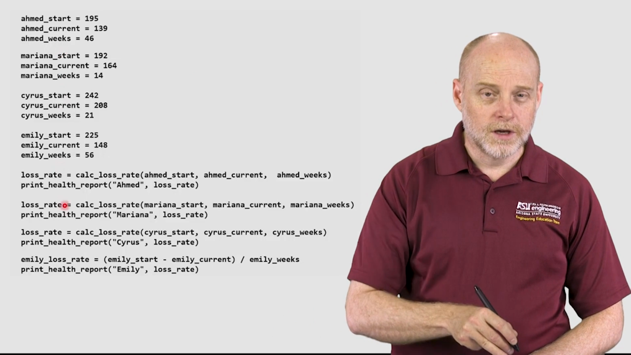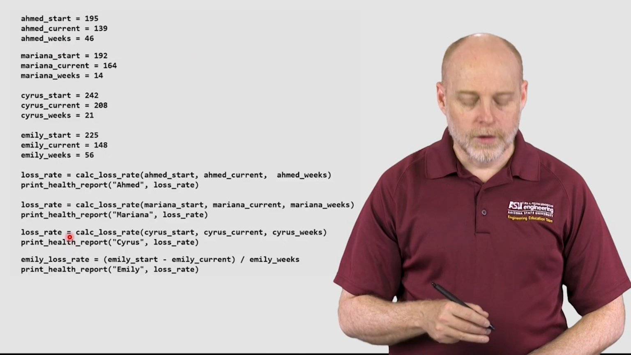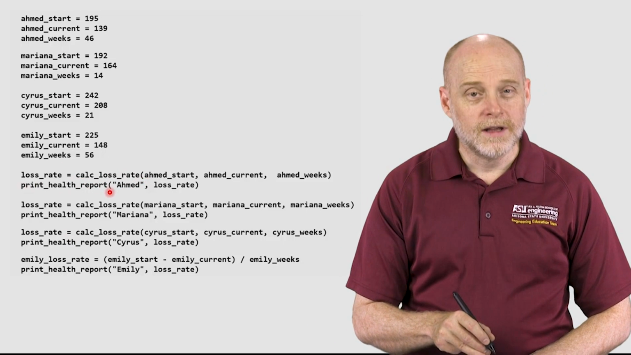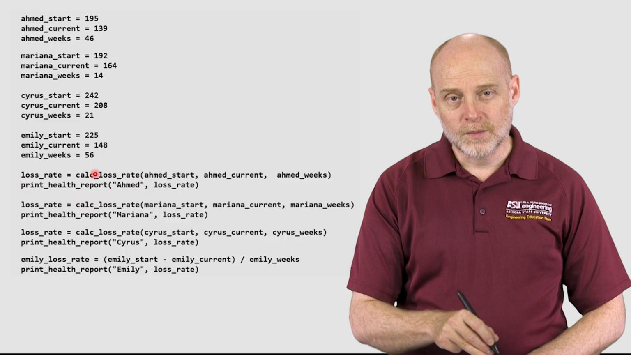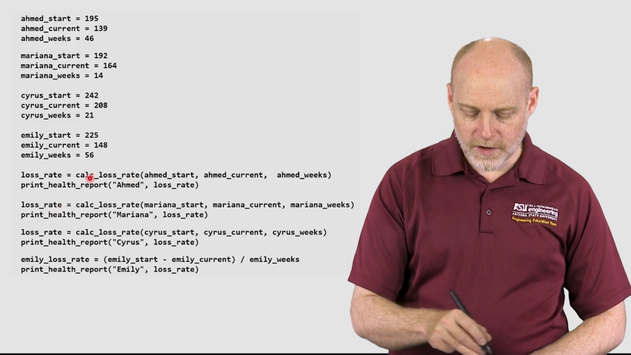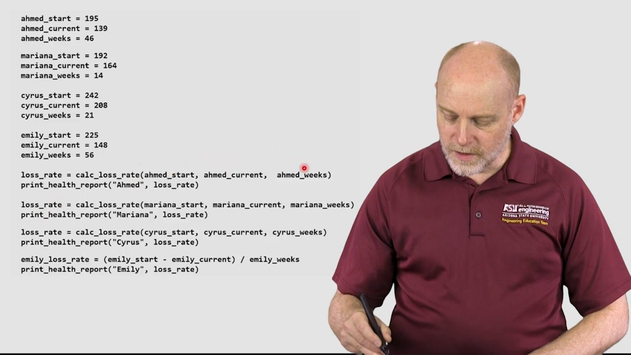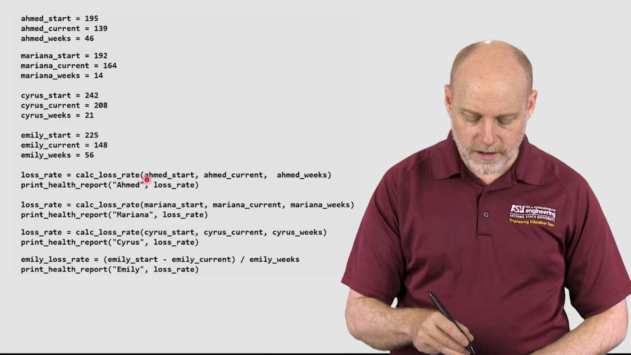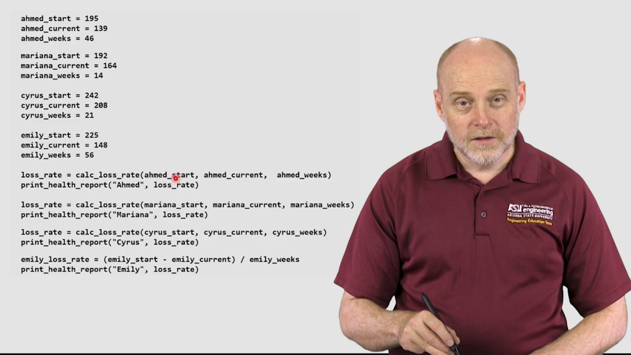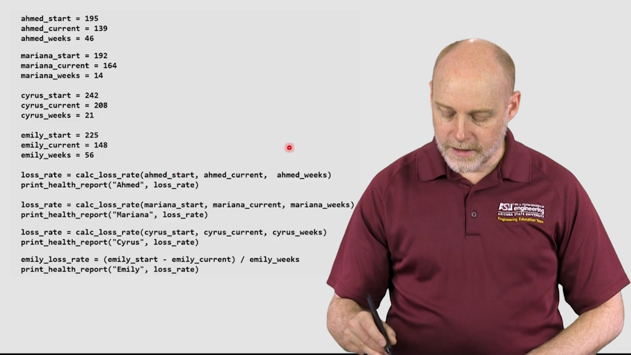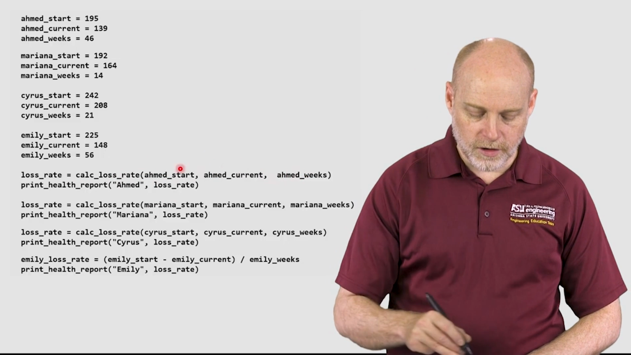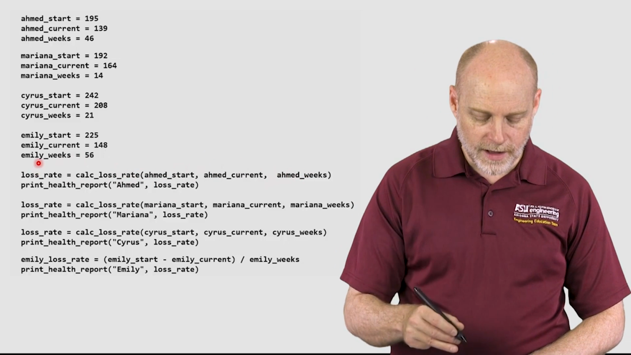And so this is what the code might look like if we already had a function called calc loss rate or print health report. And of course, just like the print function or the input function, we can pass arguments to those functions to give the function what it needs. So in order to calculate the loss rate, I would need to know the starting weight and the current weight and the number of weeks that you've been exercising. And based on that, I could calculate and return that value.